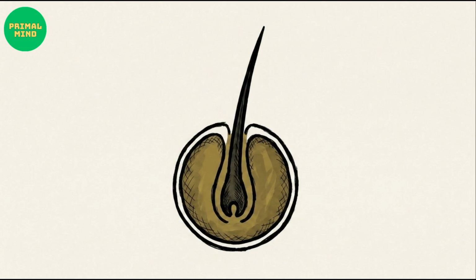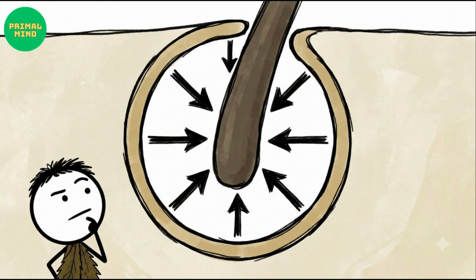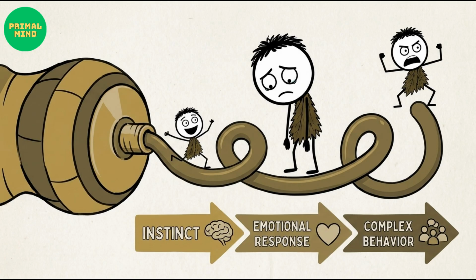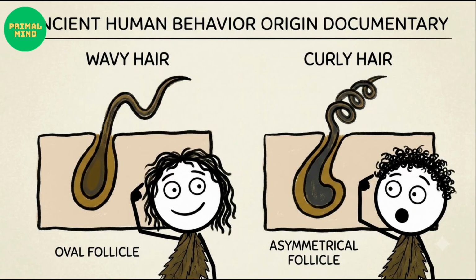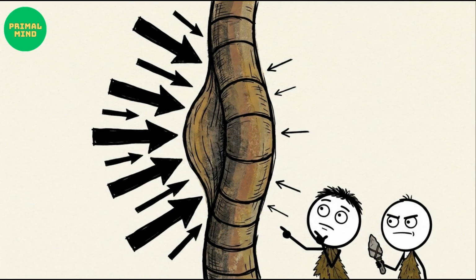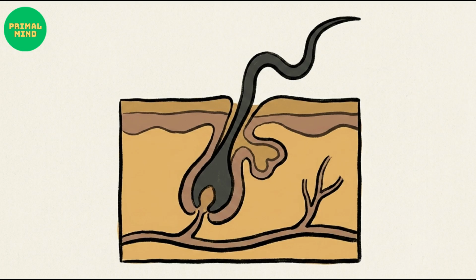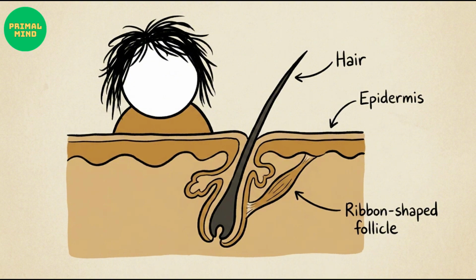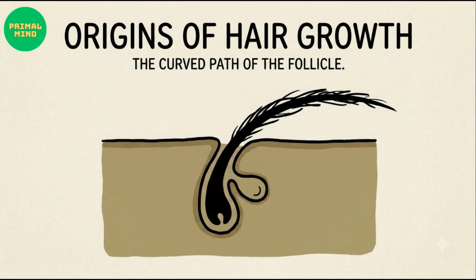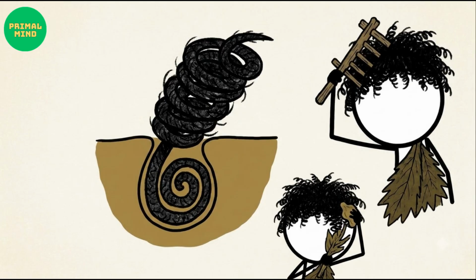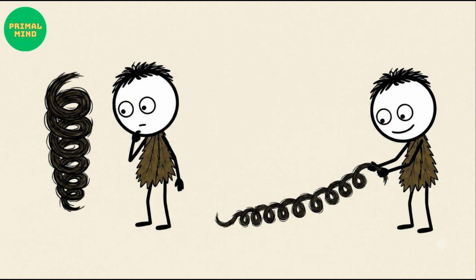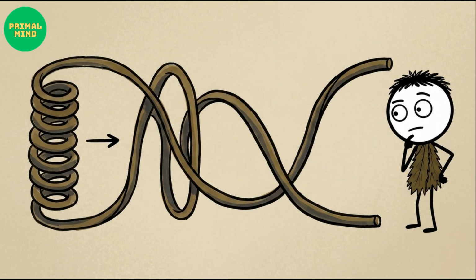A round, symmetrical follicle produces straight hair because the strand extrudes evenly in every direction. Like toothpaste coming out of a perfectly circular tube, an oval or asymmetrical follicle produces wavy or curly hair because the strand is being pushed out unevenly, forcing it to bend as it grows. And a flattened, ribbon-shaped follicle, curved like a tiny comma beneath the skin, produces the tightest coils, the kind of hair that can shrink to a fraction of its stretched-out length.